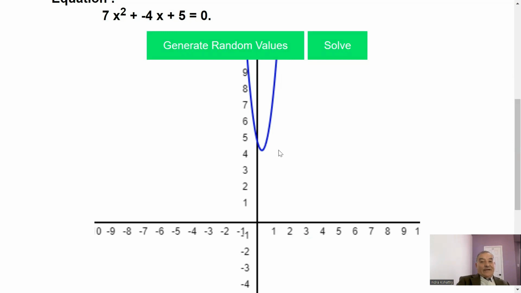So here the parabola does not cross the x-axis. So it doesn't have any real roots. It has only complex roots. Here in the graph, we actually see that there is no point of intersection to give real roots. So it does not have any real solution, only complex solutions that can be visualized in this graph.